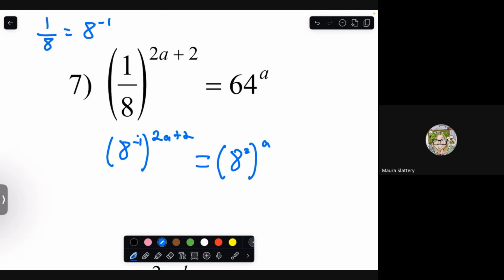So now I'm going to go ahead and apply my rules of exponents. When you raise a power to a power, you multiply. We replaced the 64 with the 8 squared. All right. So this became this. The a just stayed there for right now. So now we're going to apply our properties of exponents, which means we're going to multiply. So we get 8 to the power of -2a minus 2 equals 8 to the power of 2a.